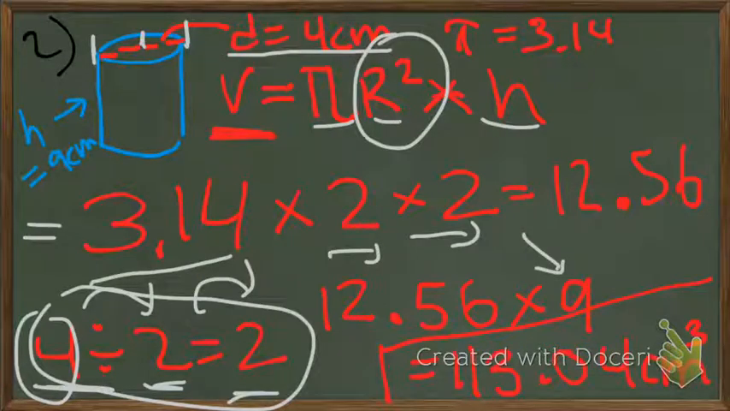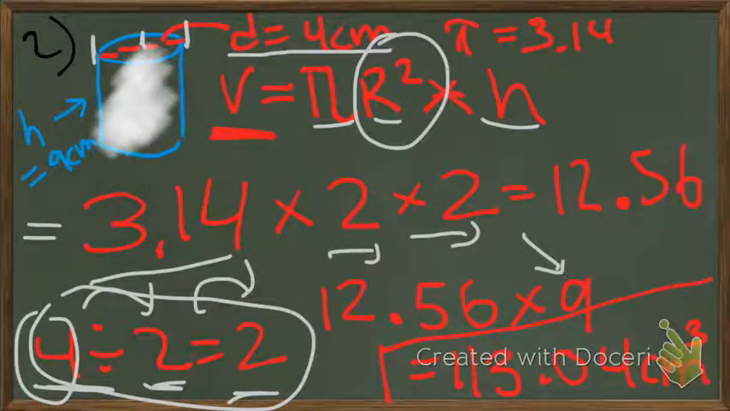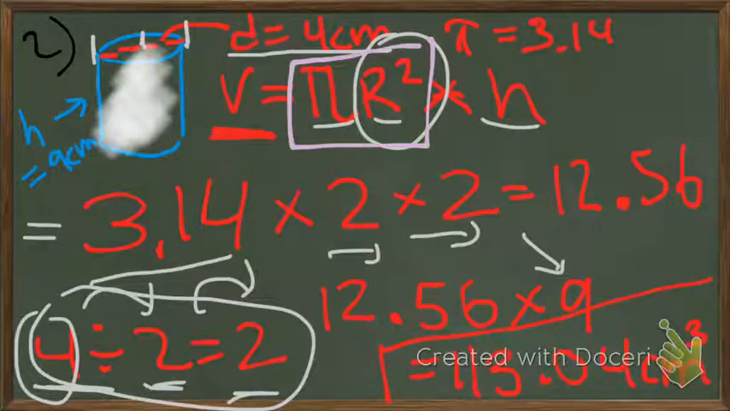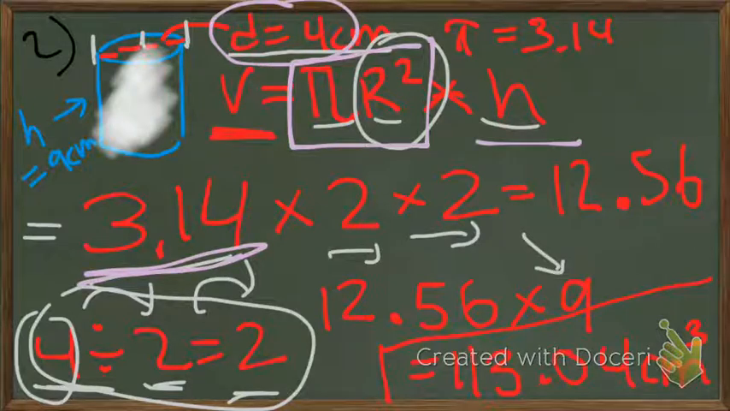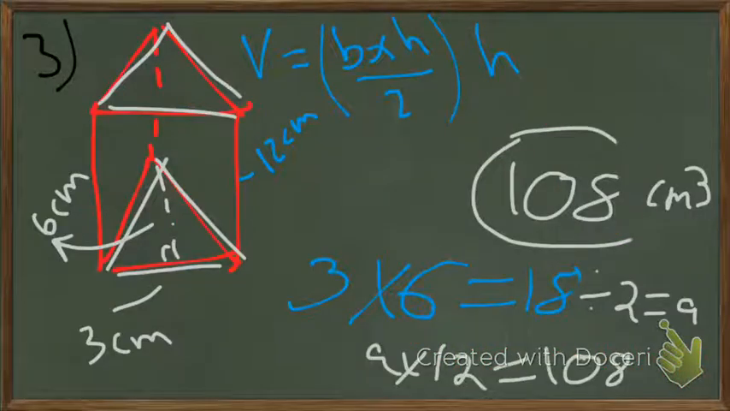Next, we had a cylinder. Cylinders are unique in the sense that they have a circle on either side. So we first started with the area of our circle, which is pi r squared, and then multiplied it by our height. 3.14 is our value for pi, multiplied by 2 twice, because half of our diameter is 2. We ended up with 12.56, which we multiplied by the height of 9 and got 113.04 centimeters cubed.